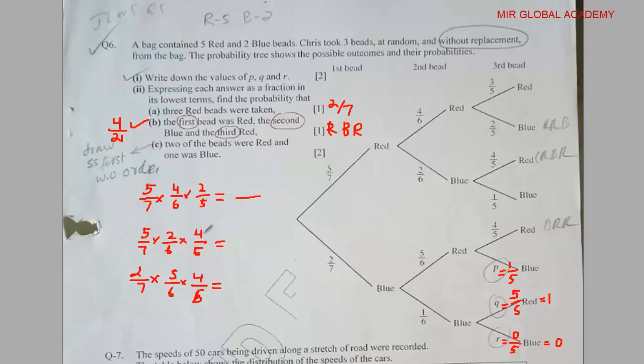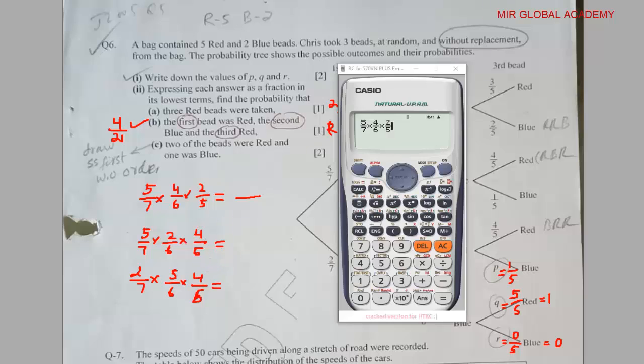Here you can observe a pattern. All have the same denominator 765, 765, 765, and all have the same numerator as well, 245, 245, 245. So all 3 will have the same answer. Just calculate the one and multiply by 3. 4 over 21. Now multiply by 3. So the final answer will be 4 over 7.